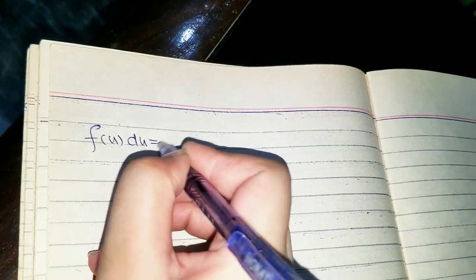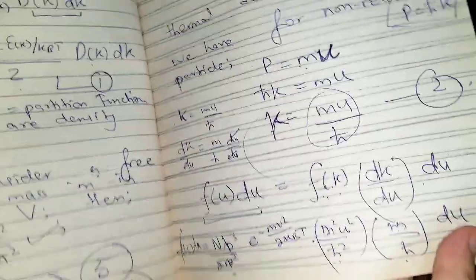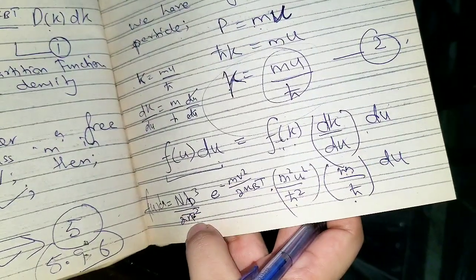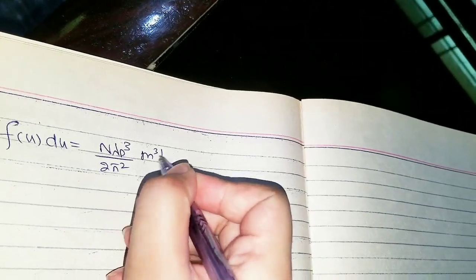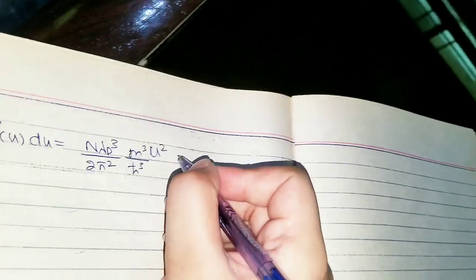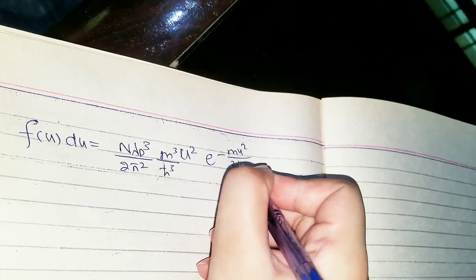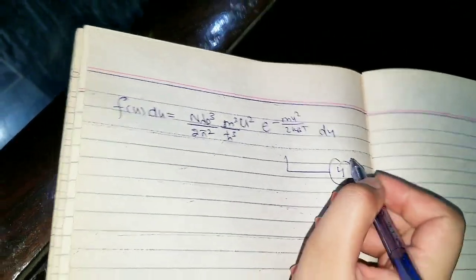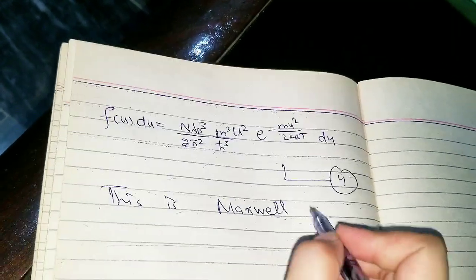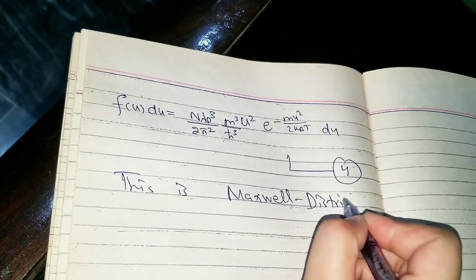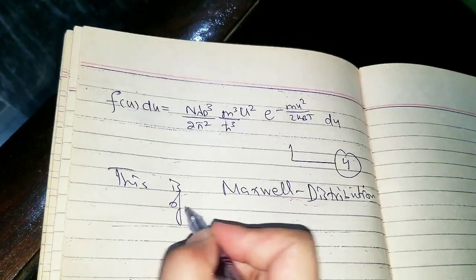f(u) dv equals n λ_d cubed divided by 2π squared, and I have written these values now: m cubed by ħ cubed, u squared e to the power minus m u squared by 2 k_B T du. This is expression number 4. Let's say this is the Maxwell distribution of molecular speeds. This is the official formula in terms of speeds.